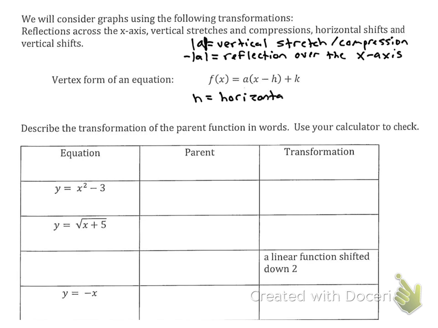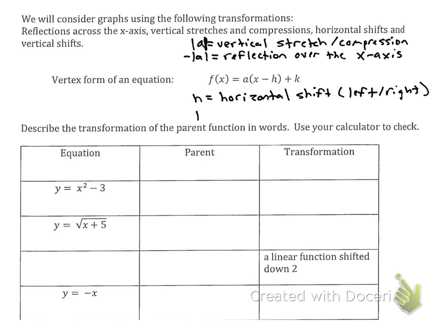H is going to give us our horizontal shift, left and right. Okay? So, because in parentheses it is x minus h, whatever number h is, when given, it's going to be the opposite of what's in parentheses. H will be what's opposite of what's in parentheses. I'm going to go over that on the board real quick.